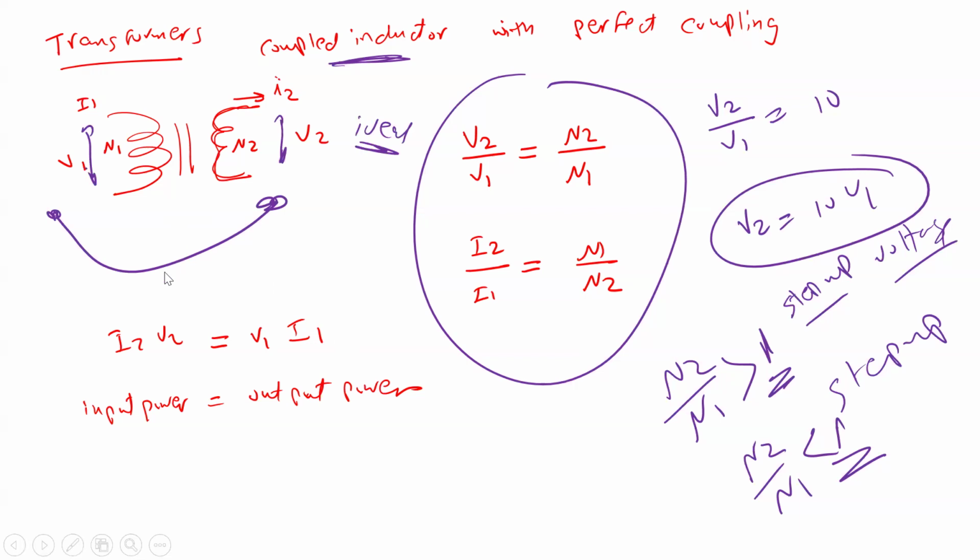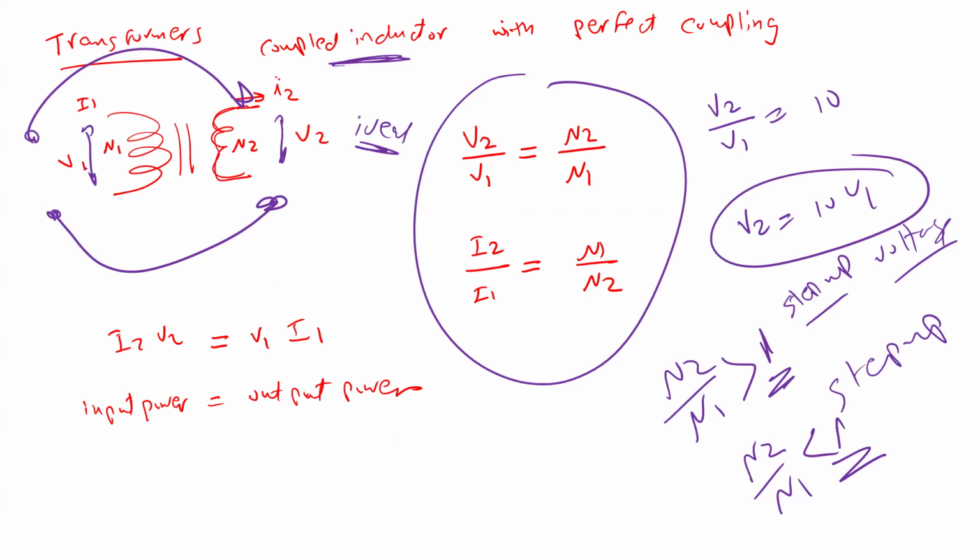One more thing, as I told you, the input power is almost equal to the output power, because transformers are used to transfer power. From here to here, I want to transfer power, but with different volts. And last time I told you why we need to change the volts. So I will give you one example from electrical power.